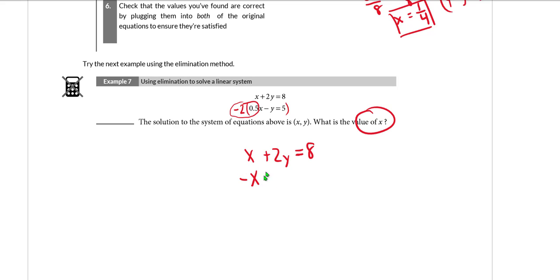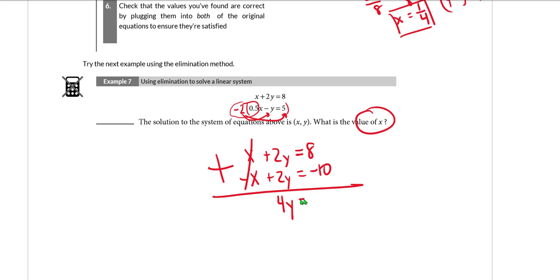And then when I add these two equations, the x terms will go away. -2 times -y is +2y. -2 times 5 is -10. When I add these two equations again, x plus -x, the x's go away. 2y plus 2y is 4y, and 8 plus -10 is -2. I now have my y value is -1/2.